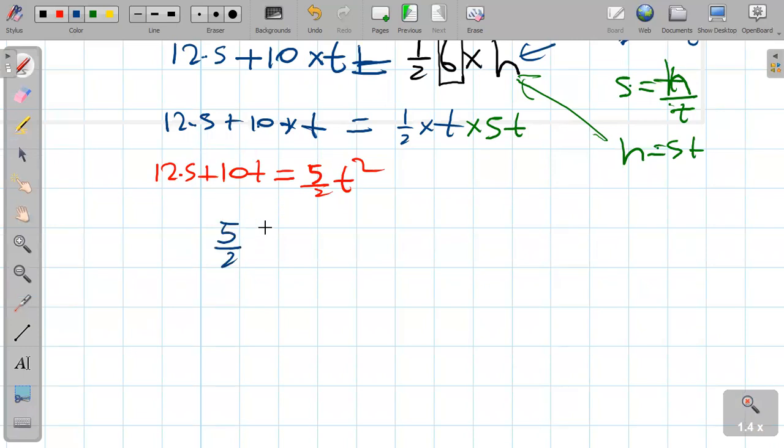5t square minus 10t minus 12.5 equals 0.